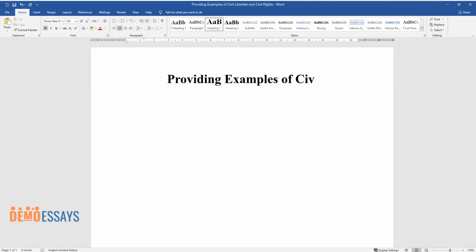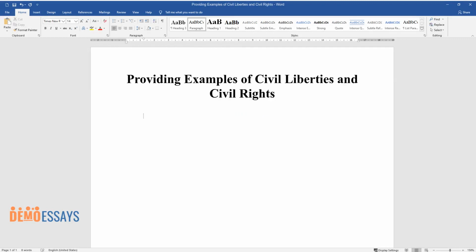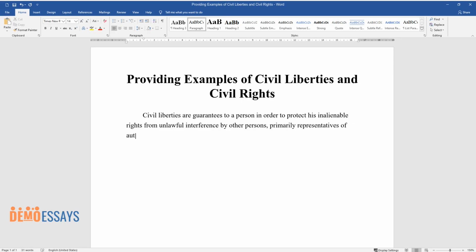Providing examples of civil liberties and civil rights. Civil liberties are guarantees to a person in order to protect his inalienable rights from unlawful interference by other persons, primarily representatives of authorities and judicial bodies. They are designed to restrict the coercive actions of the state, which can formally be justified.